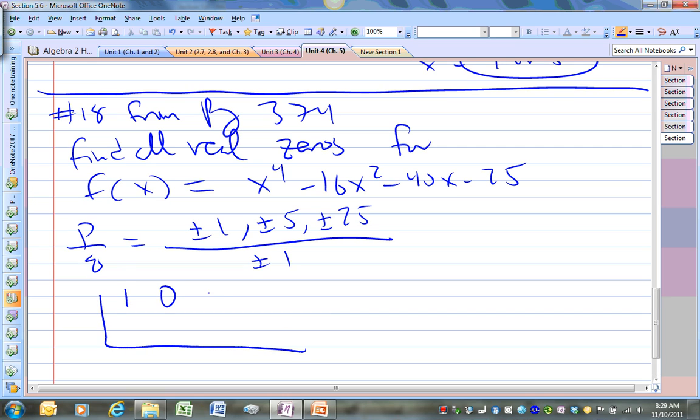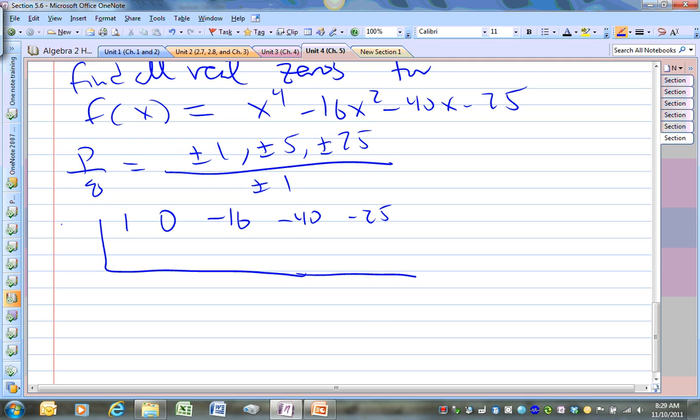1, you got to put 0. Why do I put 0 there? That's because you don't have an x cubed term. So make sure you don't forget that. So let's test 1 out.